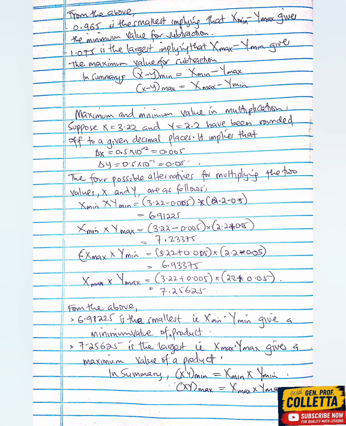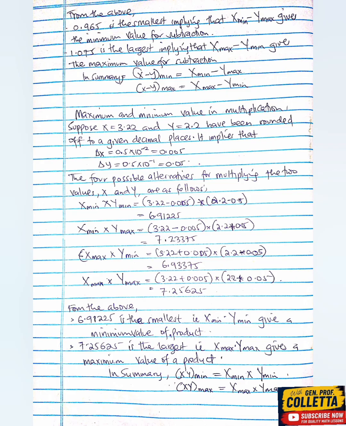Yes, then for multiplication, if you check the summary, from above 0.965 is the smallest, meaning that x min minus y max will give you the smallest value. Then 1.075 is the largest, meaning that x max minus y min will give you the maximum value for subtraction. So in summary, the minimum value of x minus y will be got from x min minus y max. Then the maximum value of x minus y will be x max minus y min. That's how we can differentiate the two.